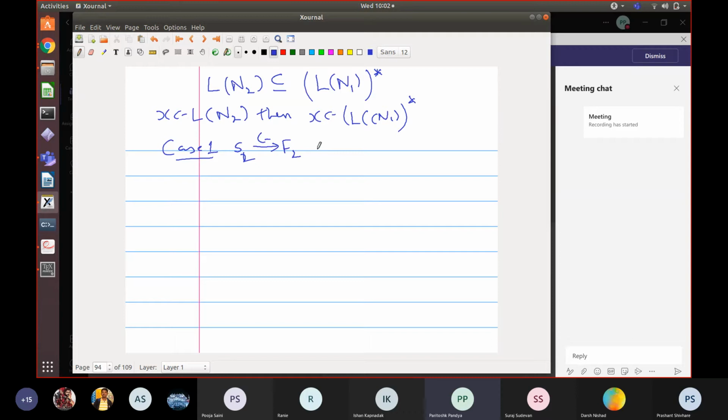But epsilon anyway belongs to the language. So this epsilon word is getting confused with the belongs-to symbol, so I will write it as in the language of N1 star. So this shows that epsilon is in the language of N2. We are claiming that epsilon is also in the language of N1 star. Why is that the case? Can anybody tell me?